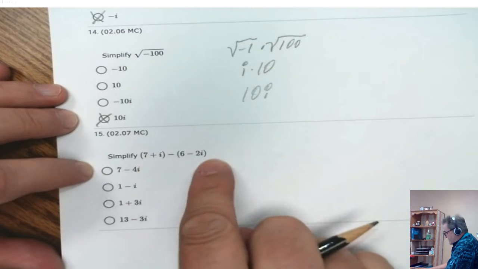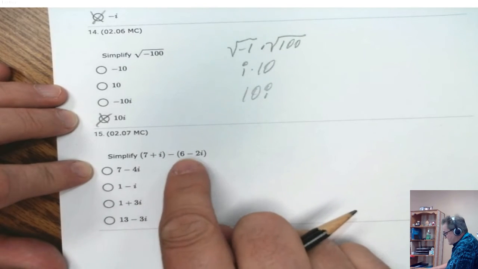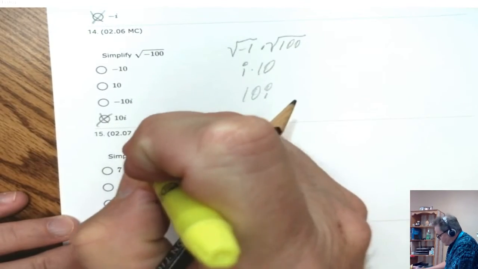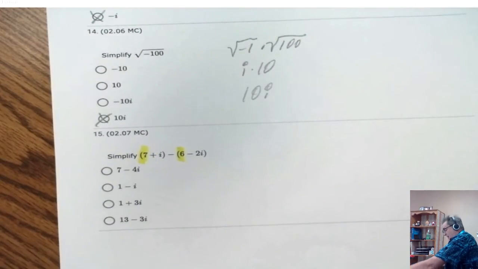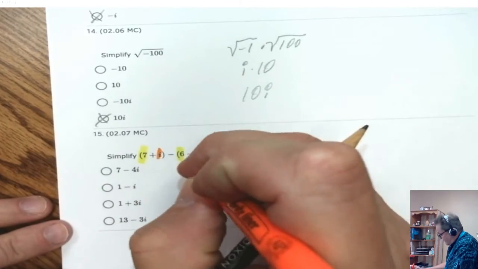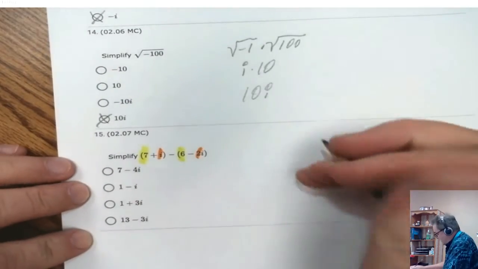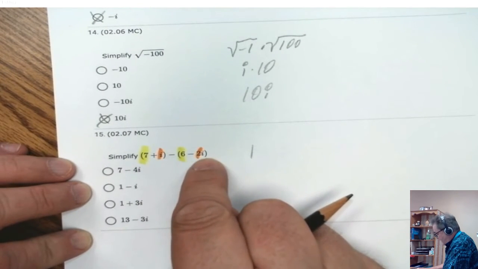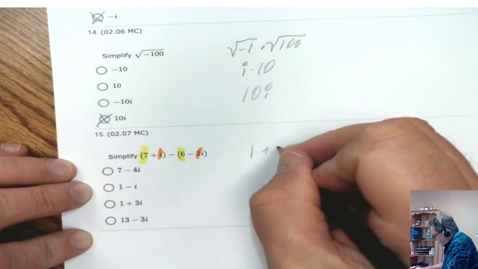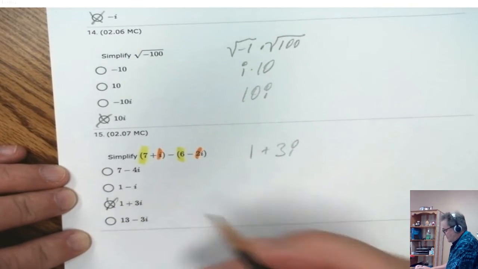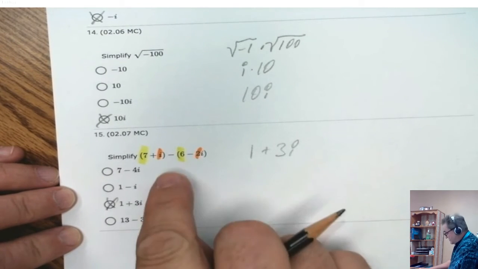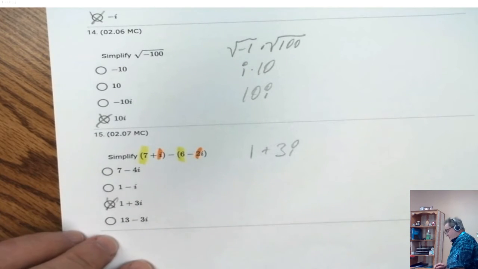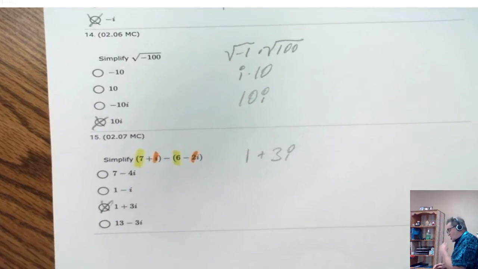All right, simplify this. 7 plus i minus 6 minus 2i. Well, we have to separate out, and we can only subtract real numbers from real numbers and imaginary numbers from imaginary numbers. So 7 minus 6 is 1. i minus negative 2i means we're adding 2i. So that one, because we subtracted a negative, which means we added, i plus 2 more i. Remember, you can only combine the reals and the imaginaries.